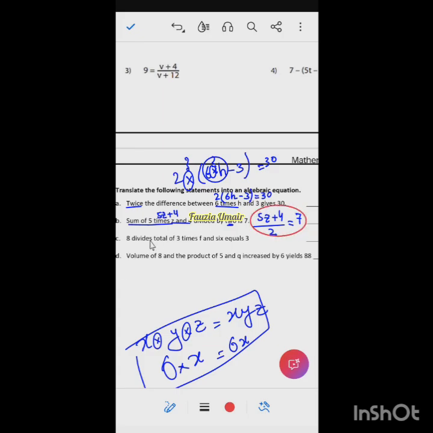All right. So now let's look at this. 8 divides, like 8 divides, what is 8 dividing? Total of. Total is a keyword for.